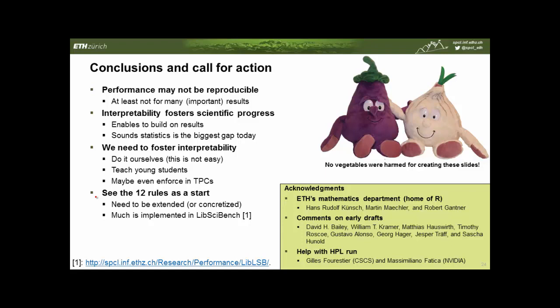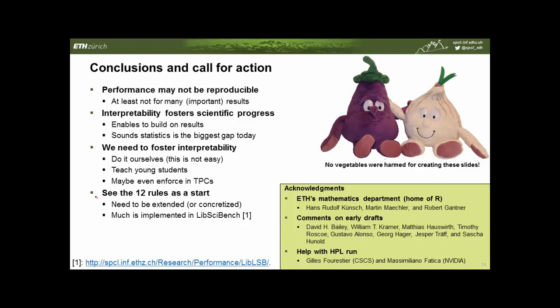And this is why interpretability should really be the main focus of high performance computing reporting. And of course, you need to foster this. So you need to really understand how to do this. And I see these 12 rules as a start. So this really does not mean that they are complete or anything. But I think if you follow all these rules for every paper, that's a reasonable way to do this.